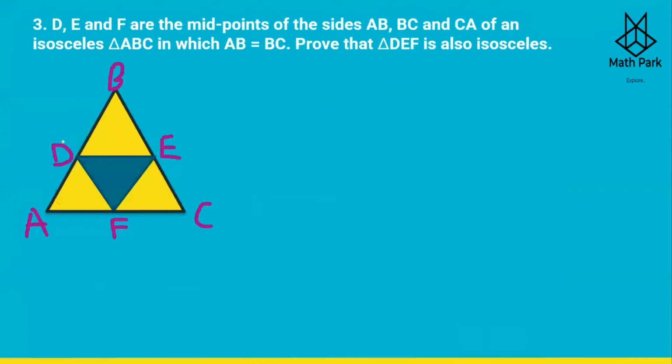Question number 3, D, E and F are the midpoints of sides AB, BC and CA of an isosceles triangle ABC, in which AB is equal to BC.